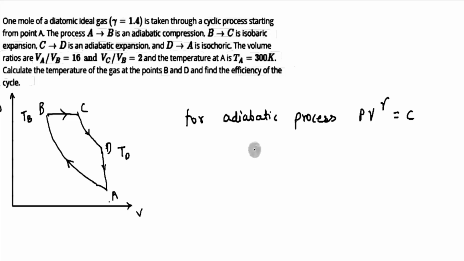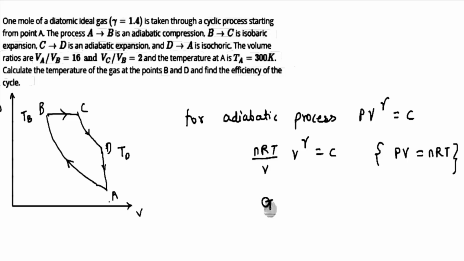So instead of P we can write nRT upon V into V raised to gamma, and that is equal to a constant. Since it's an ideal gas, the equation PV equals nRT holds true here. Therefore we can say T into V raised to gamma minus 1 will be a constant, or a new constant, but it's a constant value. Now as we have got the relation, we can apply this equation. Let's say this is our equation 1 in the processes A to B and C to D.